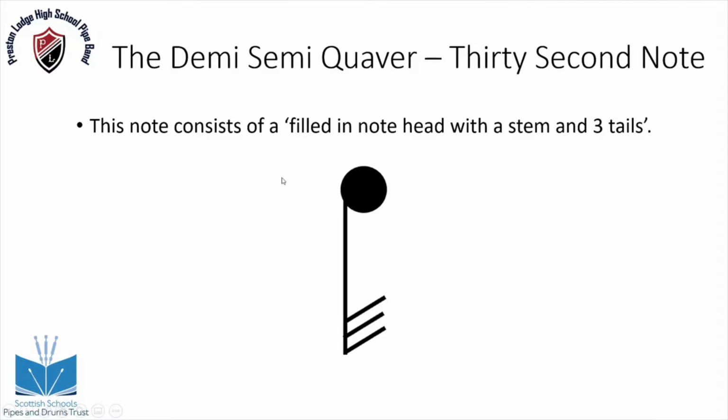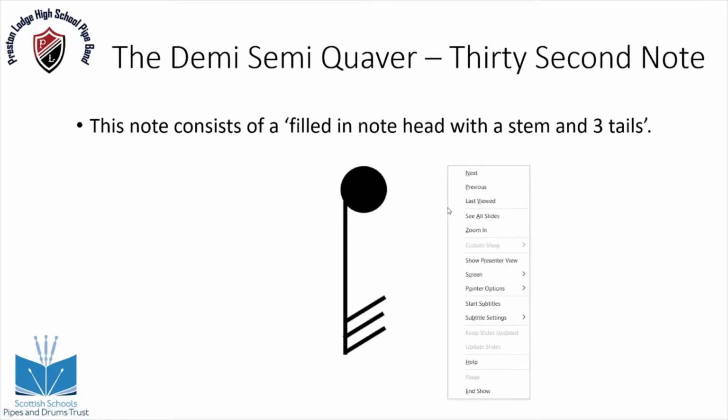And the last note we use is the demi-semi-quaver, which is also known as the 32nd note. And this note consists of the filled in note head with a stem and three tails. So again, there's our filled in note head, there's our stem, and there's 1, 2, 3 tails. All three tails, or flicks, as some folk might refer to them. And I'll give you a wee moment to finish that, and then I'll scroll back to the semi-breve so we can recap them all quickly.